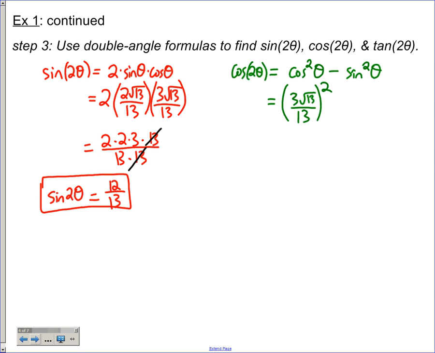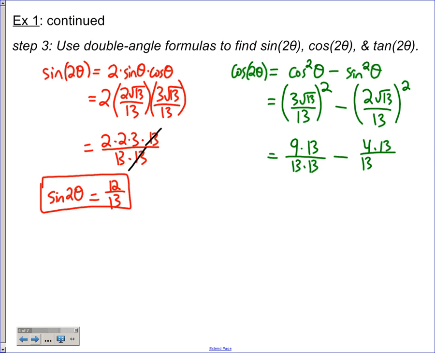3 root 13 over 13 squared minus 2 root 13 over 13 squared. Simplifying, we get 9 times 13 over 13 squared, which I'm going to write as 13 times 13, subtracting off 4 times 13 over 13 times 13. And again, we can cancel a 13 in each of these fractions.